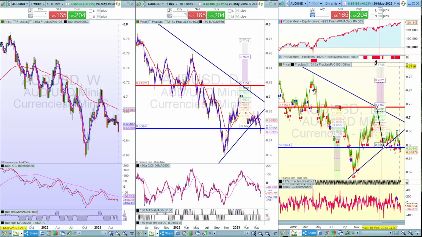So that's just a quick summary of how to trade using this approach, using the weekly and daily trend and the fractal breakout.